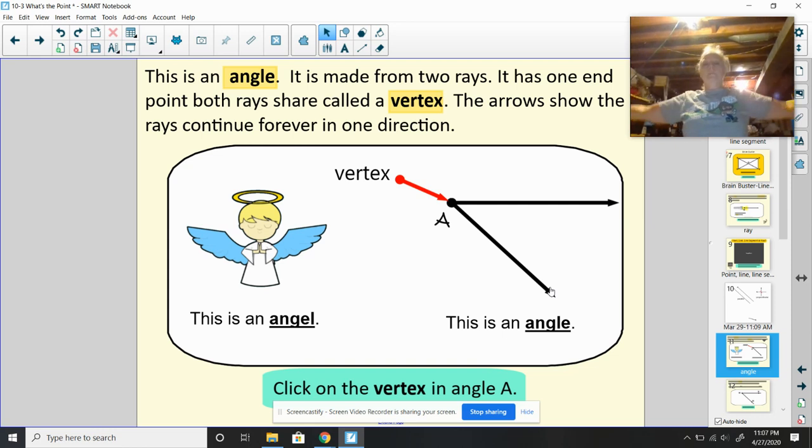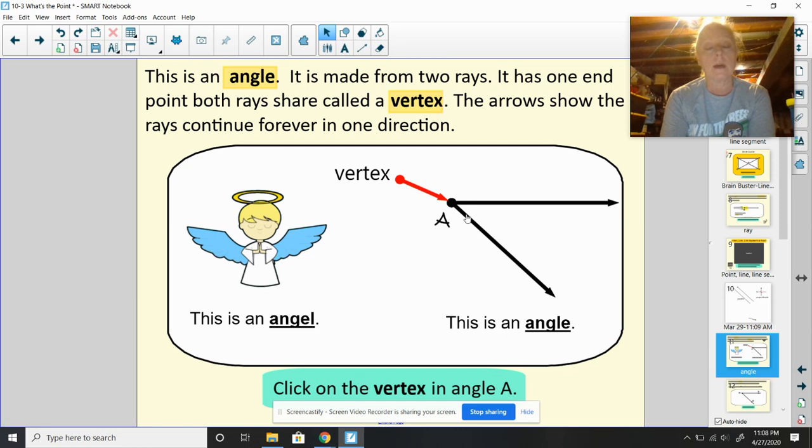That's my ray. And I take 2 rays and I connect both of those rays together at one point, one end point. We call that a vertex. Think about a V in vertex. There's a little V right here in a lot of angles. Not all, but some of them. When we connect them, we have a vertex. The arrows show that the rays go on in one direction forever.